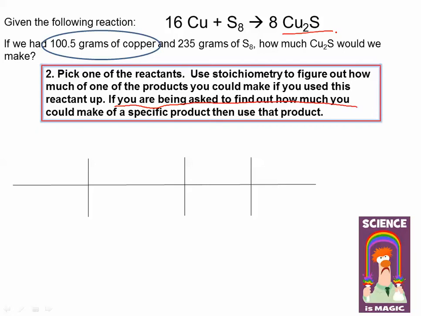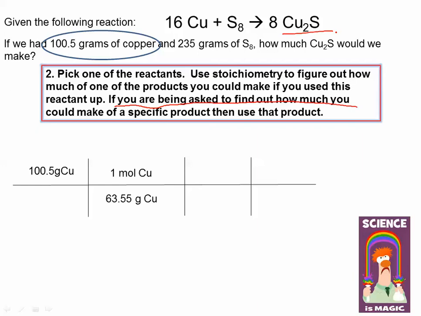What we're going to do is convert grams of copper to grams of copper(I) sulfide. And this is a gram to gram problem. I'm assuming that you can do a gram to gram problem, and if you can't, you need to go back and look at your notes or some videos on that and get some help. So we have 100.5 grams of copper.